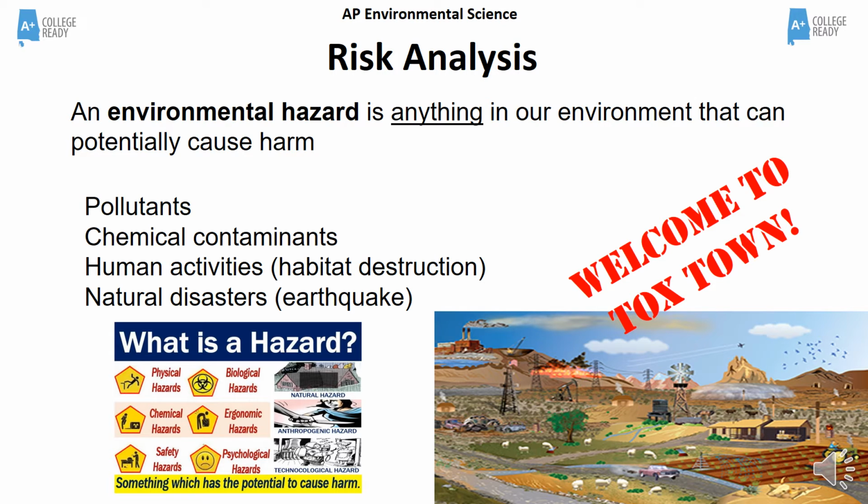An environmental hazard is anything in our environment that can potentially cause harm. That includes pollutants, chemical contaminants, human activities such as deforestation and habitat destruction, and natural disasters like earthquakes and volcanoes.